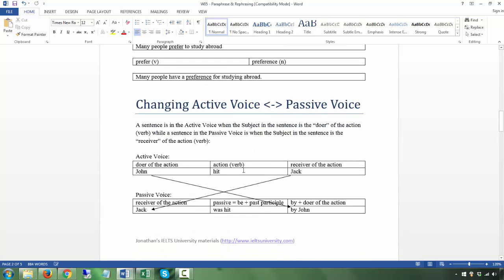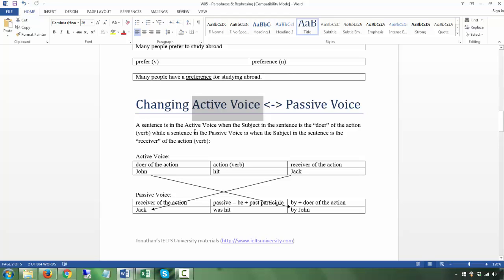Thirdly, you can change active to passive or passive to active, whatever it may be. Active and passive are grammar points that I touch on in my writing class 2, in the top 12 mistakes. So I'm not going to touch on it here, but you should know what active and passive is, and that this method of paraphrasing and rephrasing means that if the sentence is in active voice, you change it to passive, or if it's in passive, you change it to active.